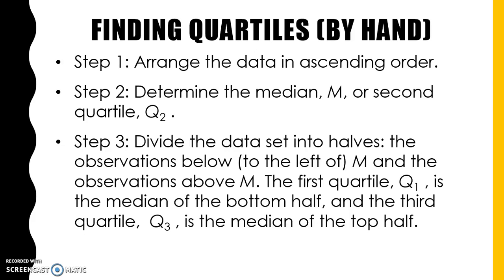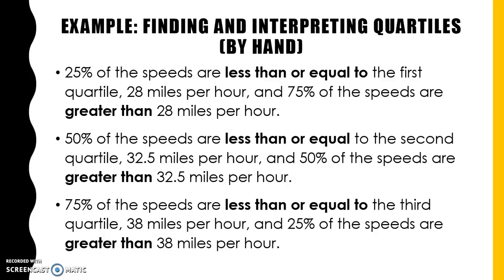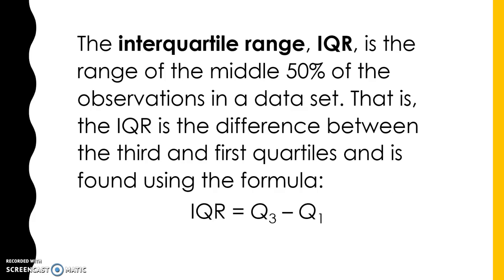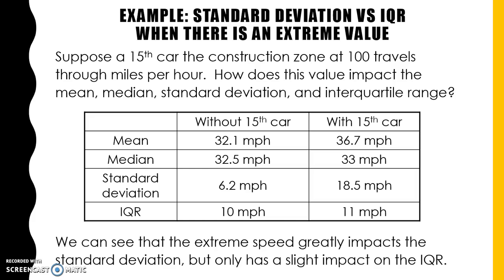So we can find them by hand. We're going to do those in the calculator as well. You can go through this if you would like. And then interquartile range is the range of the middle 50% of the observations in the data set, and it is just Q3 minus Q1. So simple calculation there, and we'll go through how to interpret it in a little bit with an example.